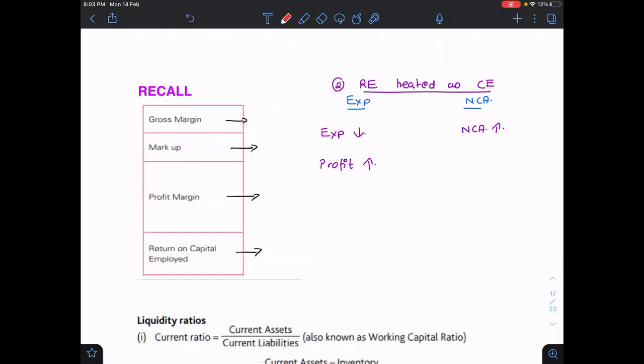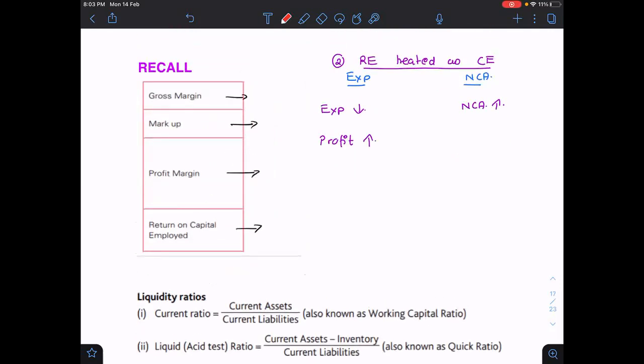Write these formulas later. What happens if revenue expenditure is treated as capital expenditure? Okay, so profit will be overstated and non-current assets will be overstated.